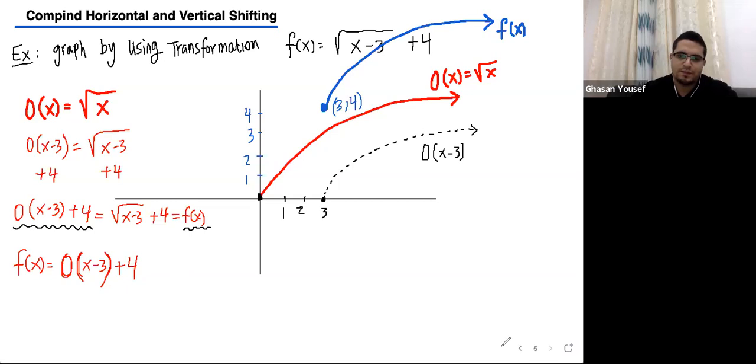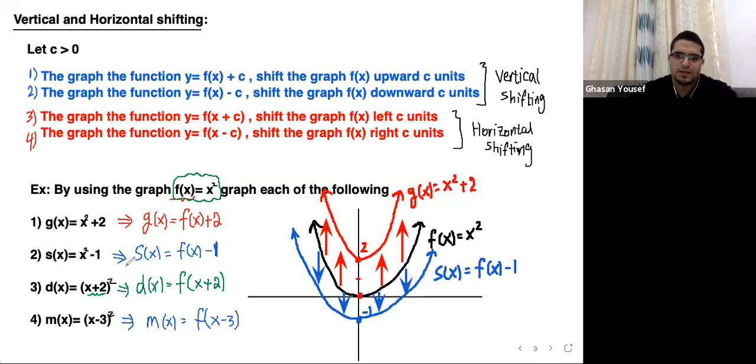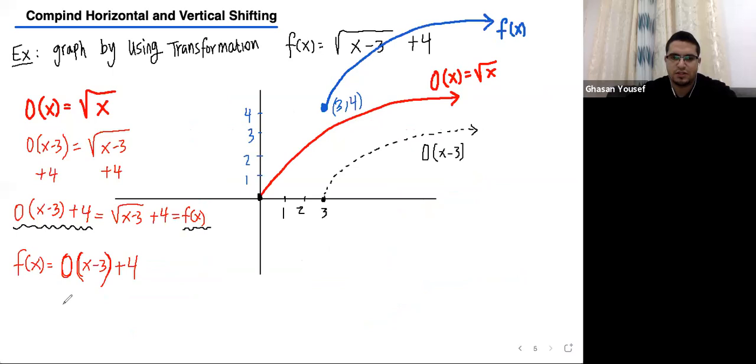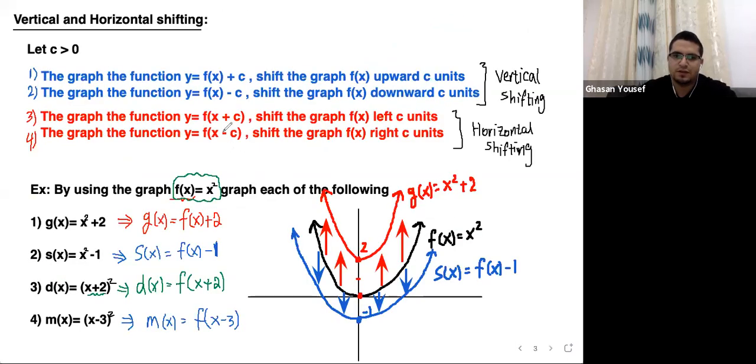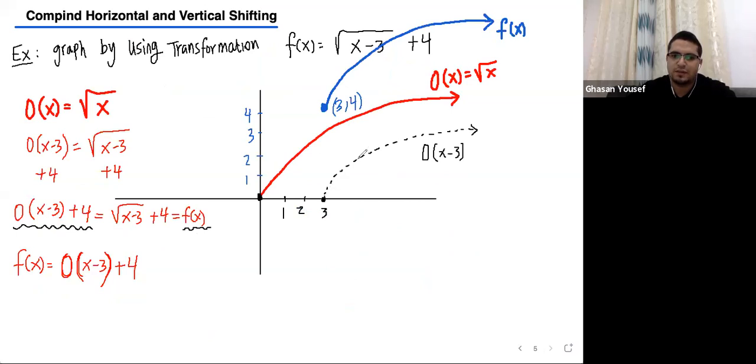Now go back to the rules. If you go back to the rules here from 1 to 4, you can sketch or graph the function f of x by using the original function. So first step, you have to graph the original function, the red one, square root of x. Then you have to use the rules. So here we have minus 3 inside the parentheses. Minus 3 inside the parentheses means we have to shift the graph 3 units to the right. Why? By using rule number 4. The graph of the function f of x minus c, we shift the graph of f of x right c units. So first step, we shifted c units, 3 units to the right, the black one.